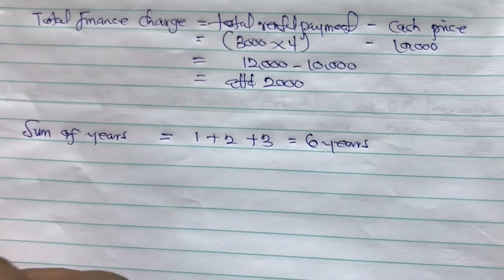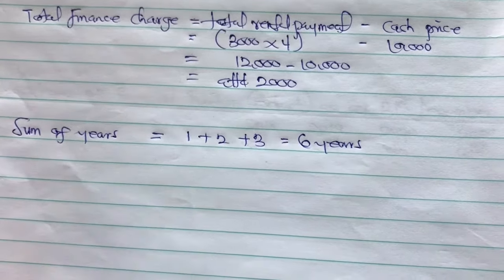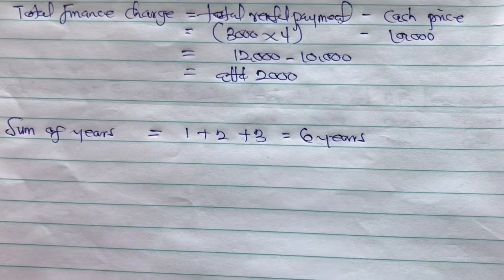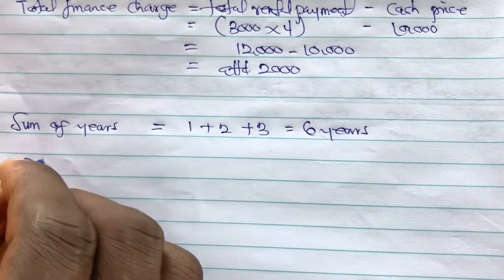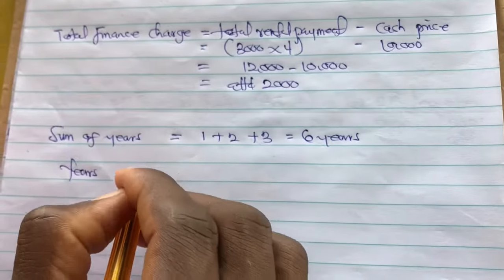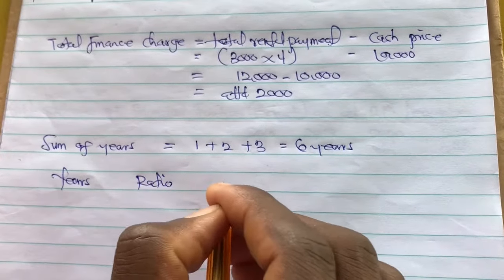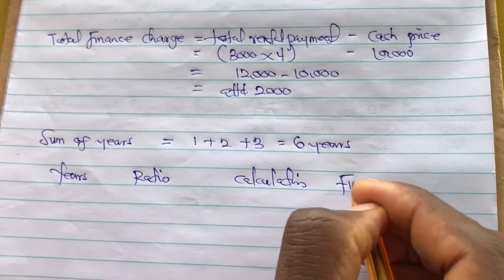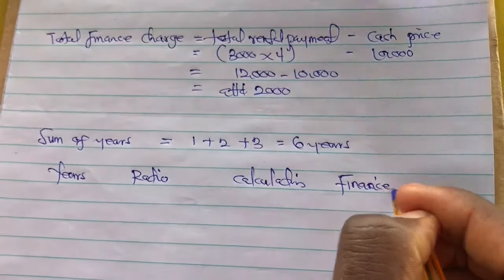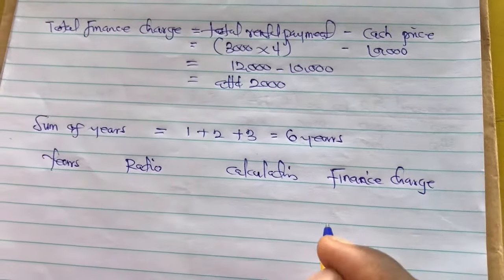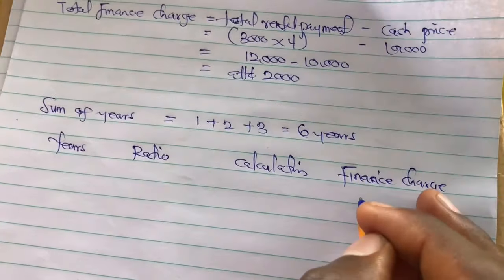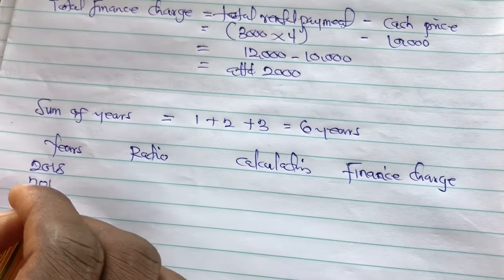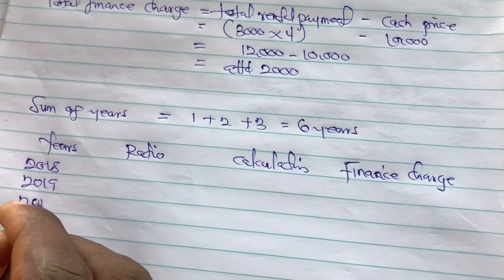Good. Now we want to allocate the finance charge for the remaining 3 years. To do that, we consider the years, the ratios, then the finance charge allocation. So we have years, we have the ratio, then we do the calculation, then the finance charge allocation. Now we are going to allocate it for the years. So we have 2018, 2019, 2020.